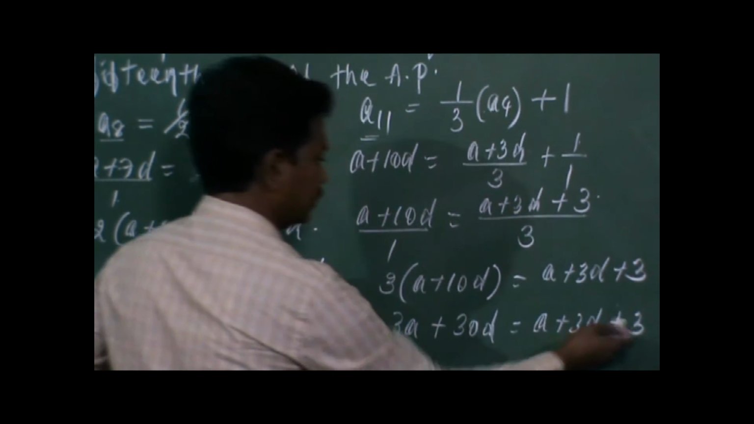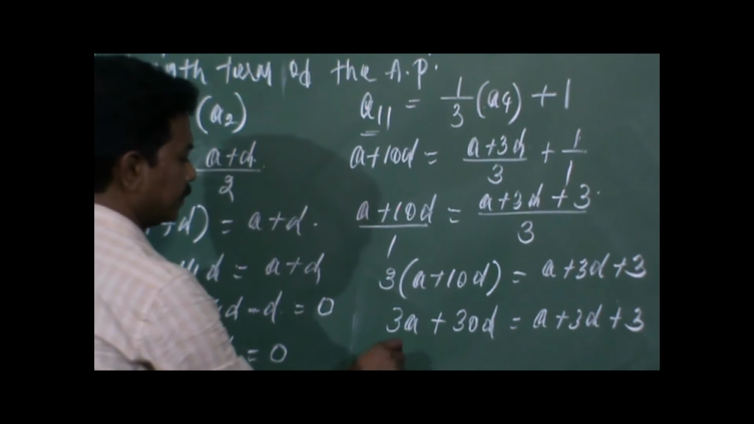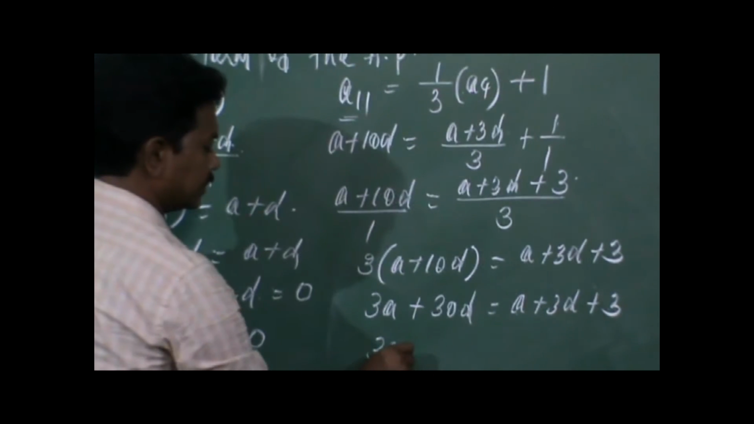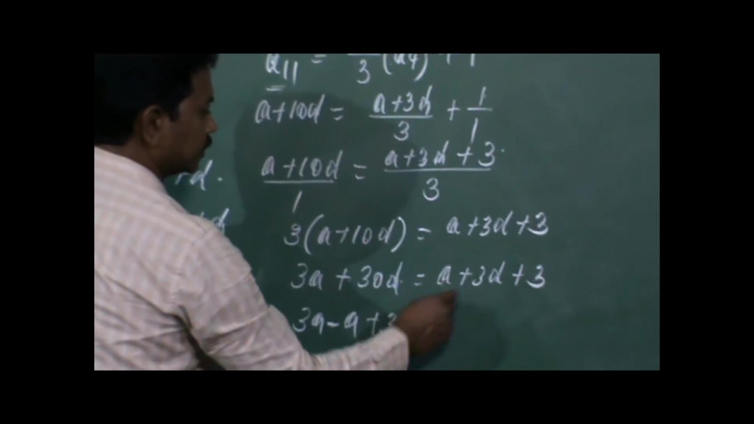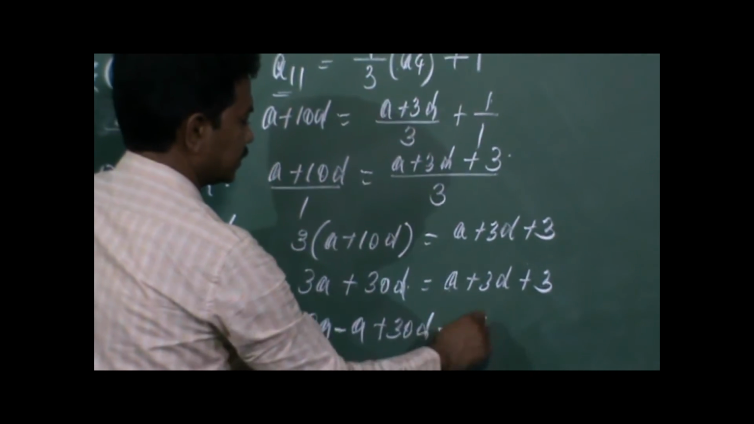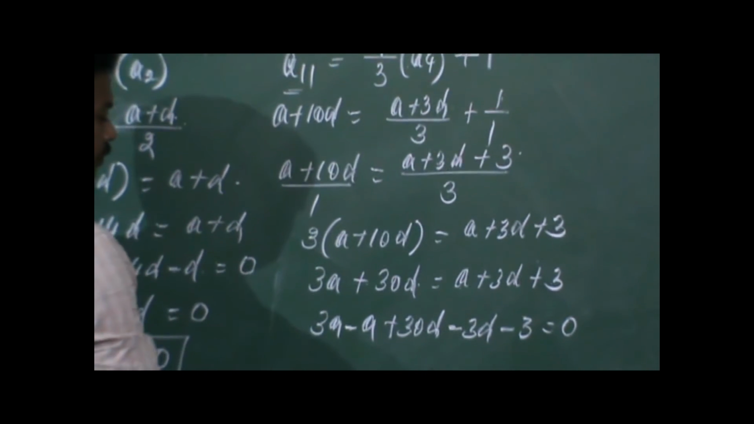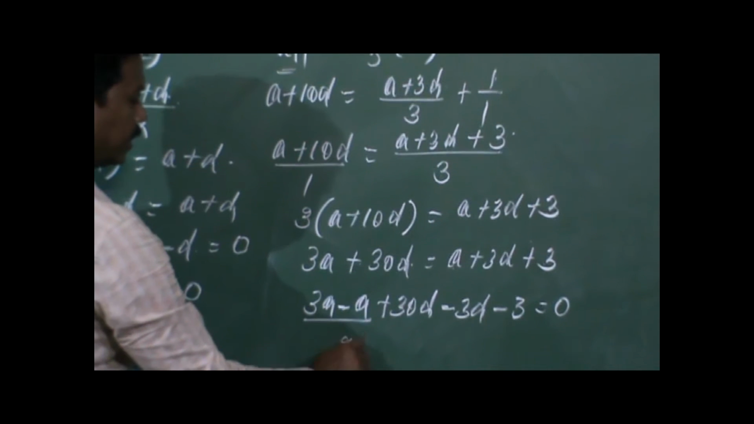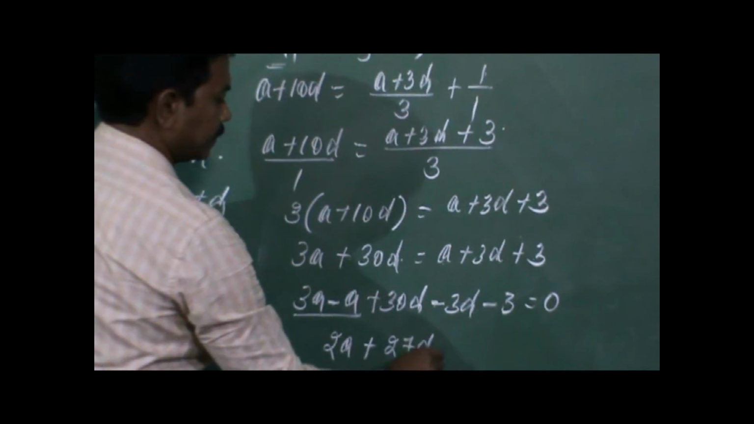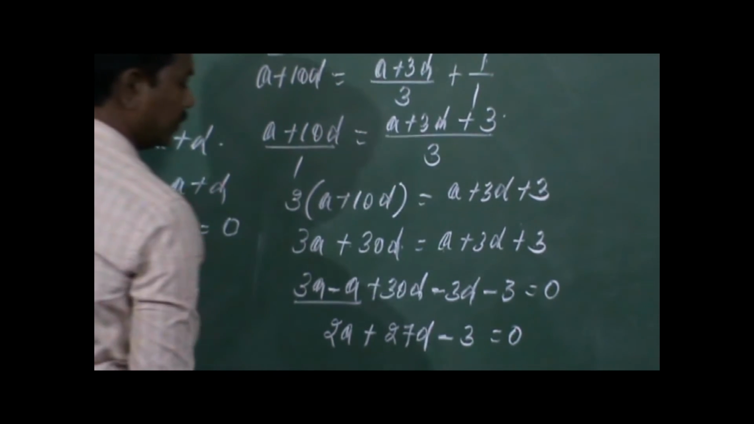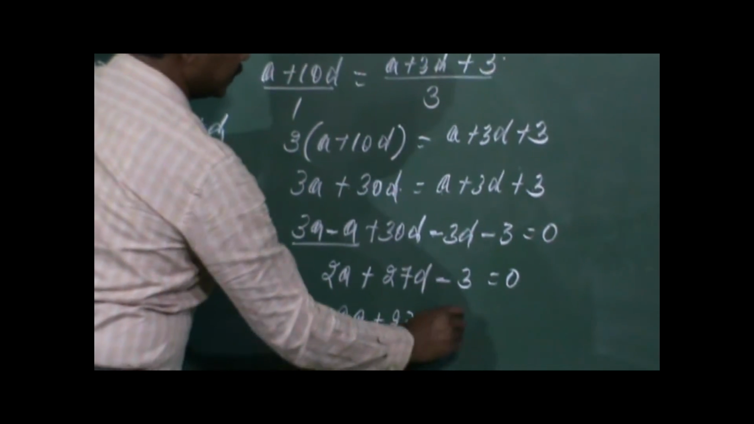So take all the terms in the RHS to the LHS, transpose them. So 3A plus A comes inside, that becomes minus A plus 30D. After transposing plus 3D becomes minus 3D. Minus 3 is equal to 0. So here 3A minus A is 2A plus 30D minus 3D is 27D minus 3 is equal to 0. So this can also be written as 2A plus 27D is equal to 3.